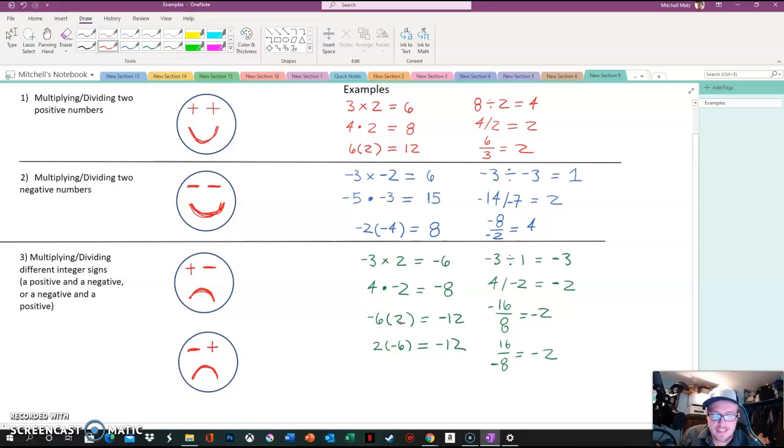If I have -6 times 2, which is shown by this notation, my answer will be a negative number, which is -12. If I have 16 divided by -8, that will also equal a negative number. The number will be different depending on the numbers you're dealing with, but the sign will stay the same depending on the rule.